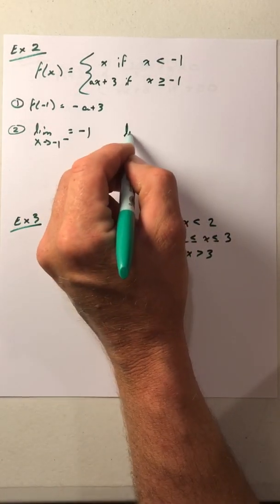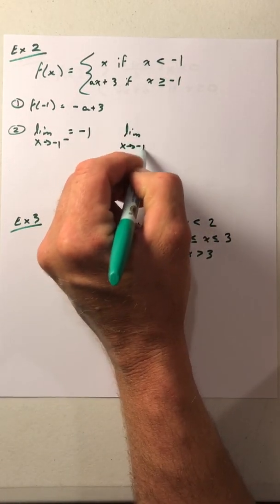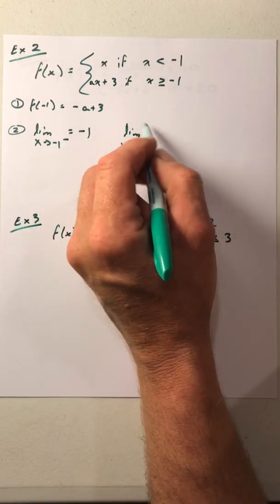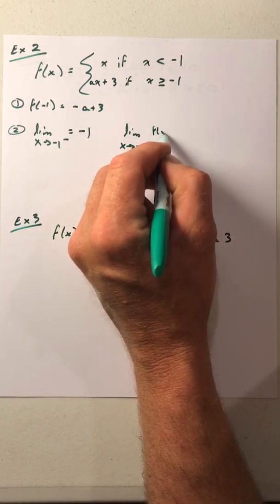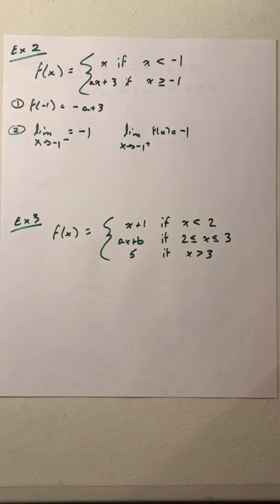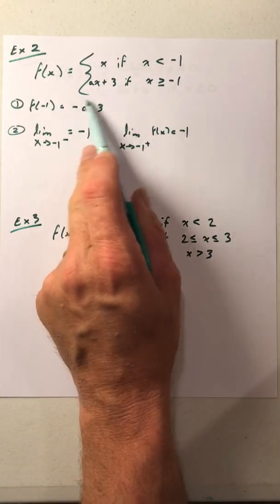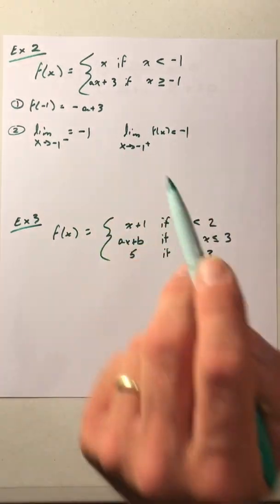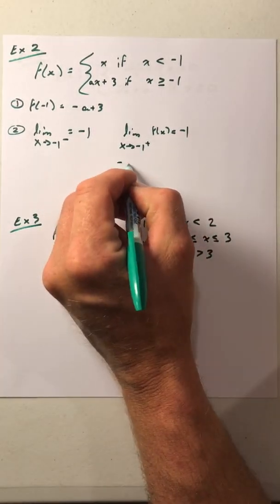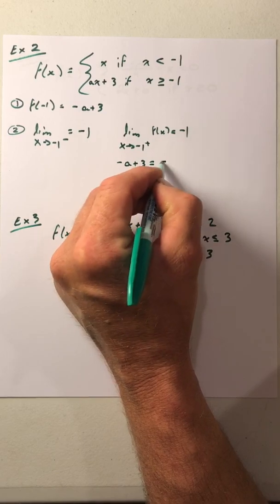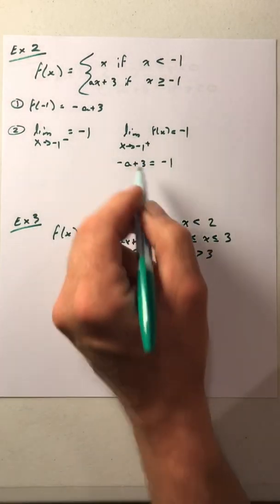So we know the limit as x approaches -1 from the positive side also has to equal -1. So we know that that's a given. So when I plug in -1 into this function, which was up here, we had to get -1 out. So we know that -a plus 3 has to equal -1.